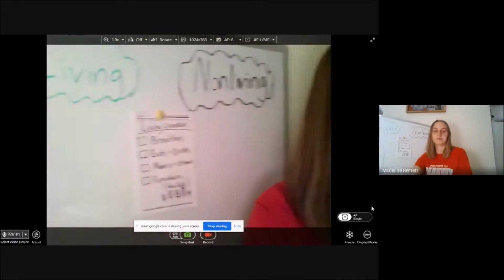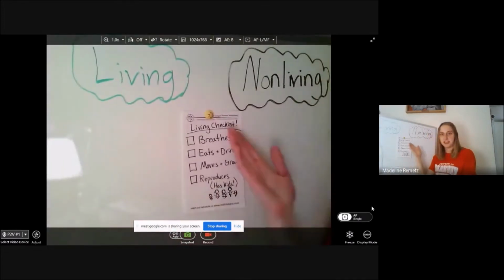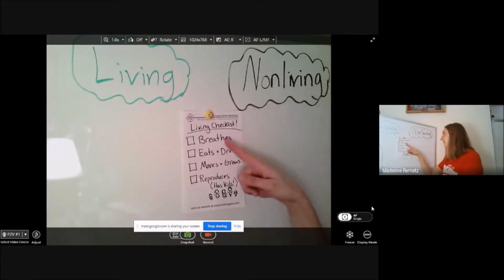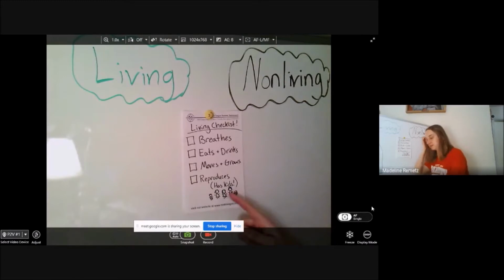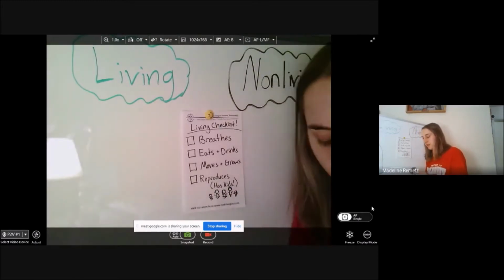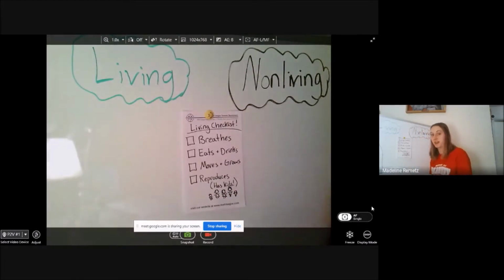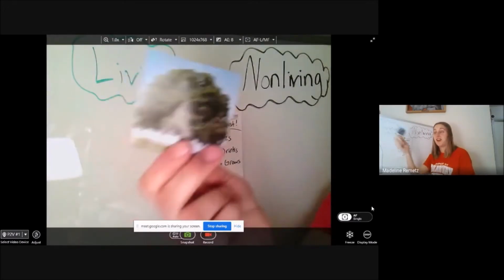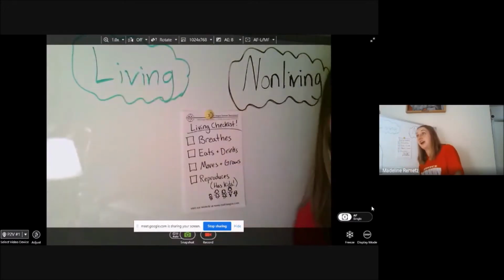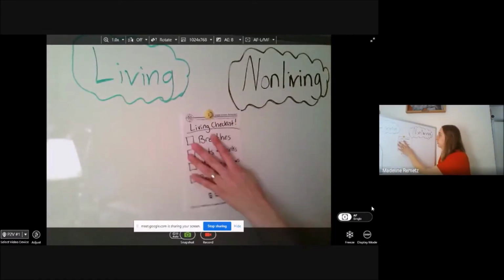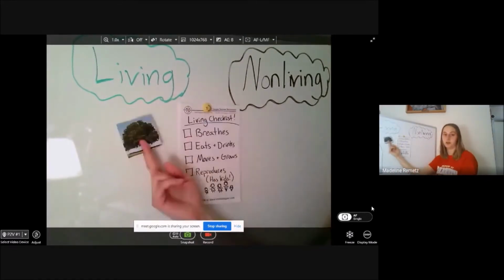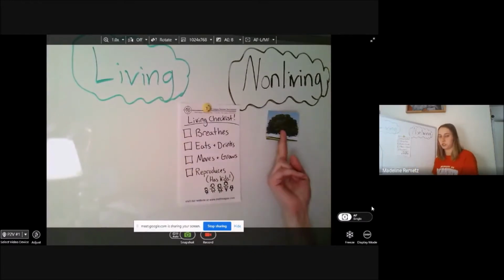Okay, so living and non-living. Here's our checklist. It must breathe, it must eat and drink, move and grow, and reproduce or have kids. I drew some here. Let's start off pretty easy since this was on the cover of your packet. A tree. Go ahead and make your prediction now. Or you can tell a friend about what you think or where you think this tree should go. Living, non-living, we'll sort it here.